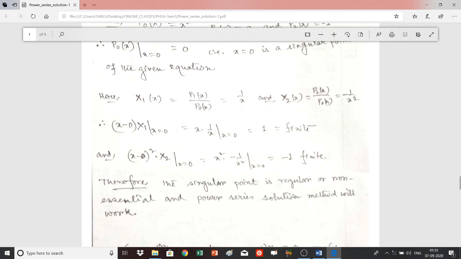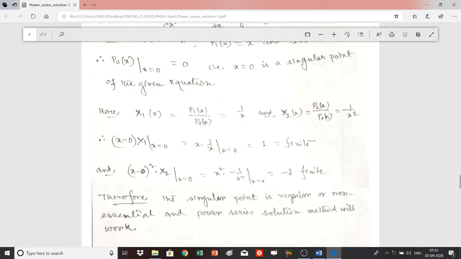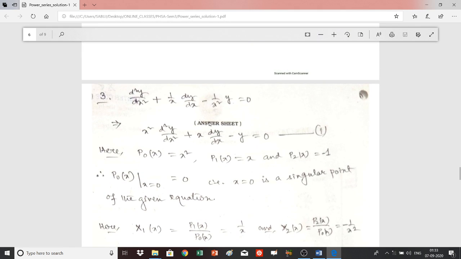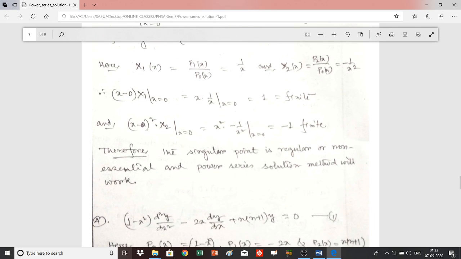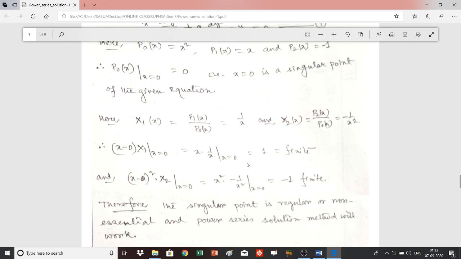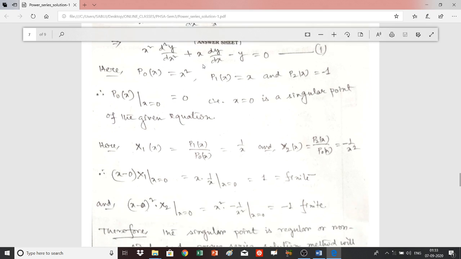So the power series method is workable in this case, and this equation can be expressed in power series method, and the point x equal to a is a regular singular point or non-essential singular point of the equation given by this equation number. Okay. Now another example.